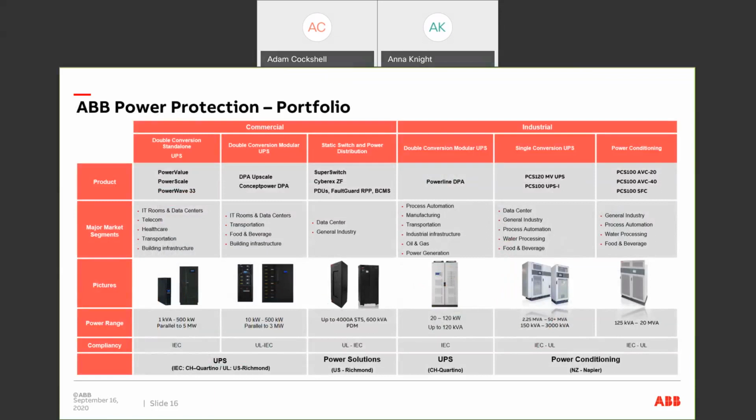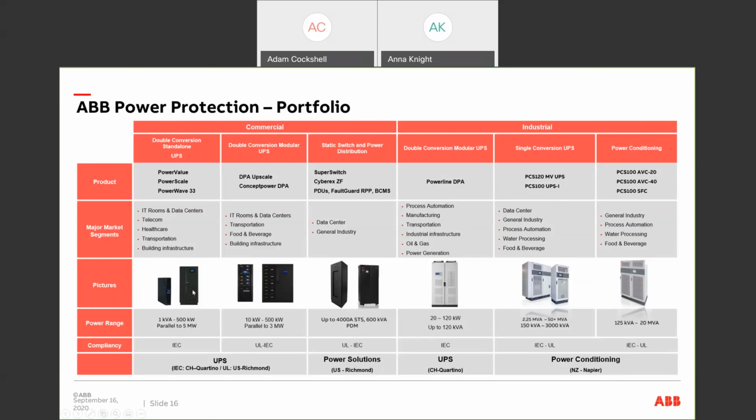What I'd like to do, in conclusion, is give a bit of an overview of the whole power protection portfolio. Obviously, what I've given an overview of here today is the PowerLine UPS, which is our industrial UPS. We also have single conversion UPSs in the industrial space from our New Zealand factory, so the MV UPS and the PCS 100 UPS-I, which if you want information, I'm more than happy to provide, or do a one-on-one or a group session on this, back through to our commercial offering.